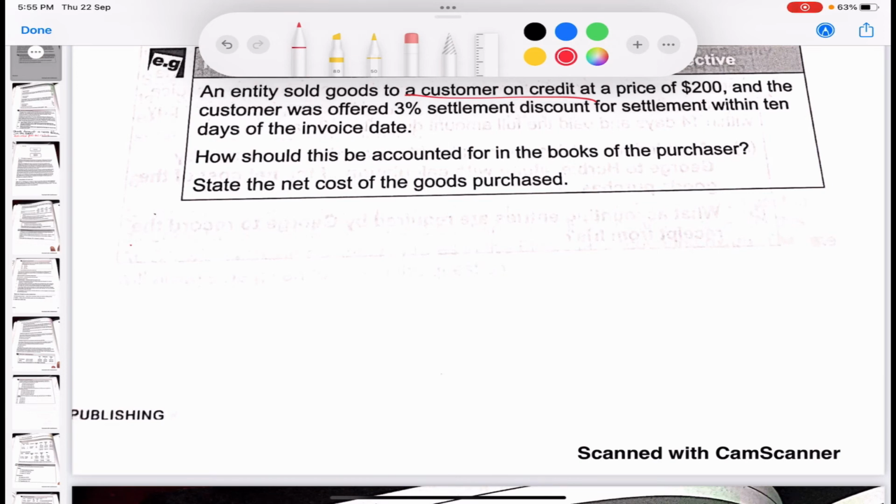Okay. So the person takes the settlement discount. What is 3% on 200? 3% on 200 is nothing but 6. So it is $6 in this situation. In this question it is $6. Okay.